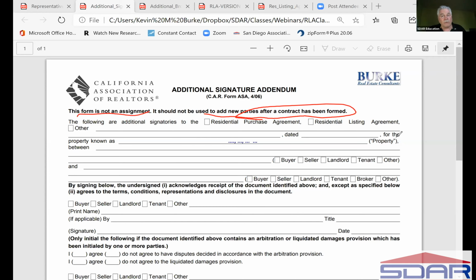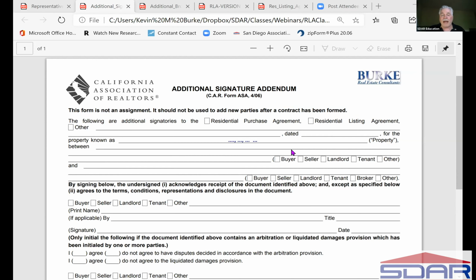Great question, okay? All right, the following are additional signatories too, and then we have my RPA, we have my RLA, we have whatever else you got going on. Again, what is all this? We know this to be the recitals. This is the linking part of the document that links it to the transaction, links it to the paperwork that we are in fact doing.